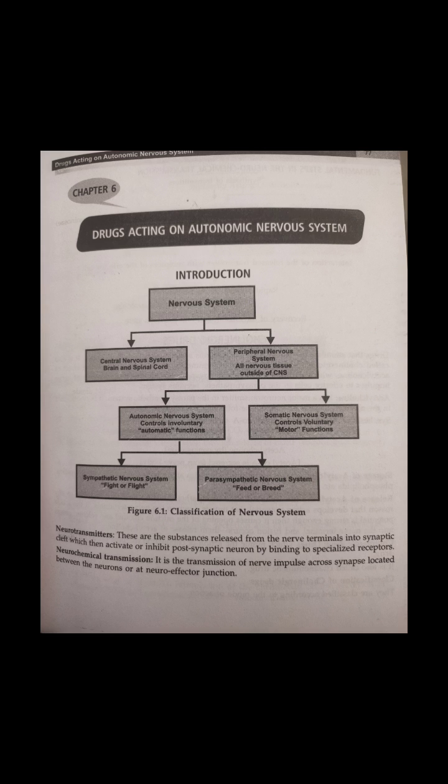Next is effect on GIT. It acts on the smooth muscles of GIT and increases the contraction, thus increases the peristalsis. Next we have effect on urinary system. So relaxation of sphincter of urinary bladder and contraction of visceral smooth muscles. Then effect on glands: it increases glandular secretion and causes sweating, salivation, lacrimation, and gastric secretion.